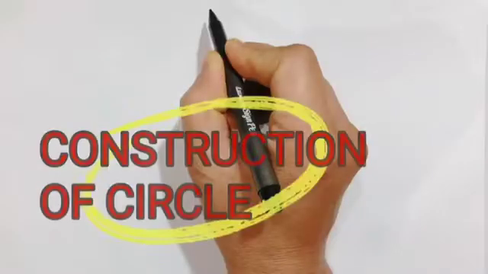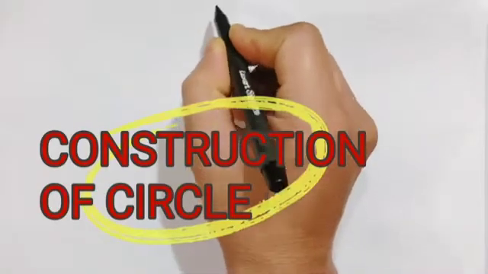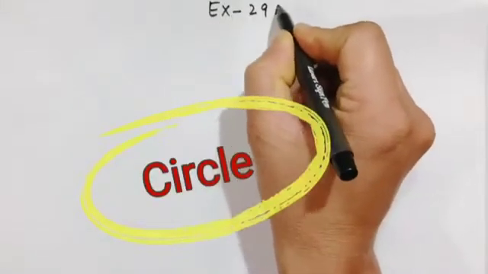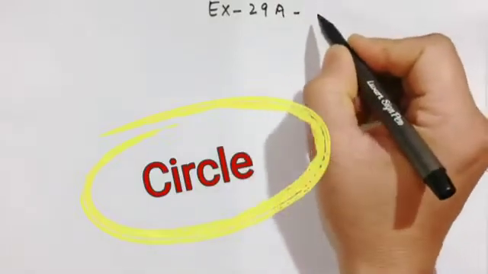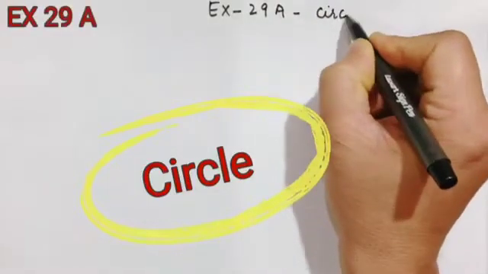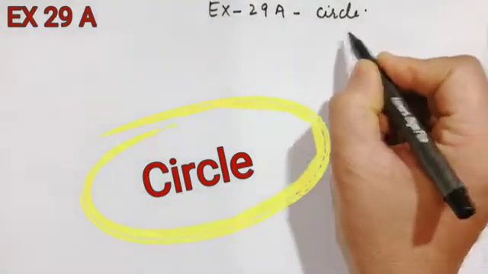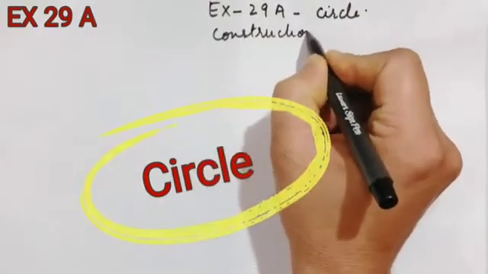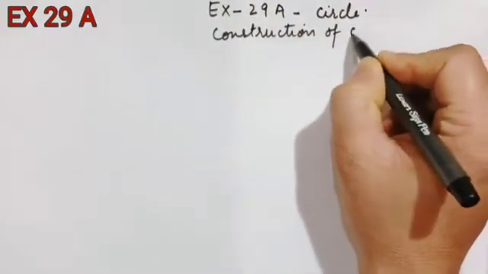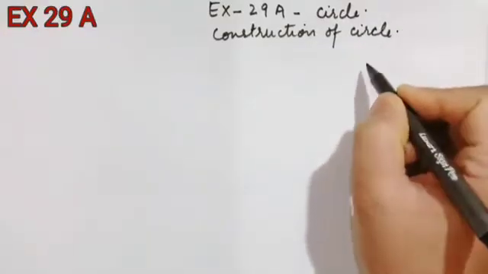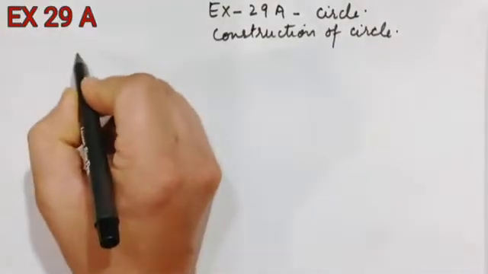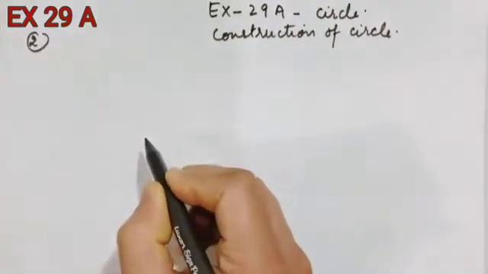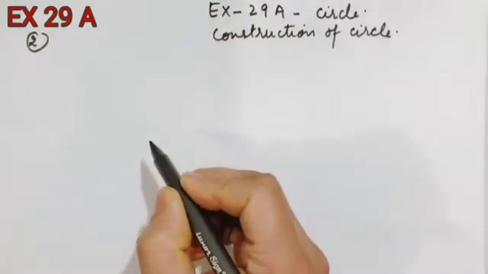Okay, Exercise 29A, and we shall deal here with circles. In fact, we shall deal with construction of circles. Now, in the very first sum, that is number 2, they say draw a circle with radius 4.2 centimeter.